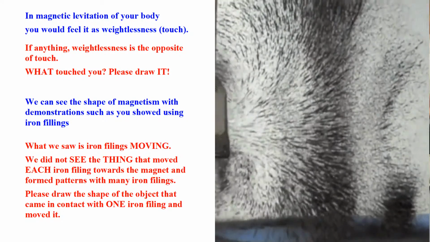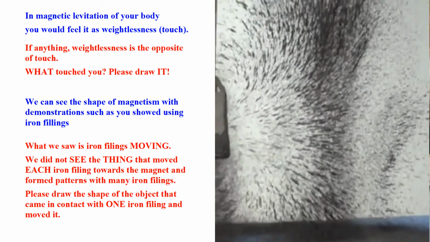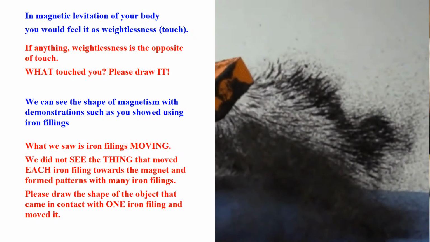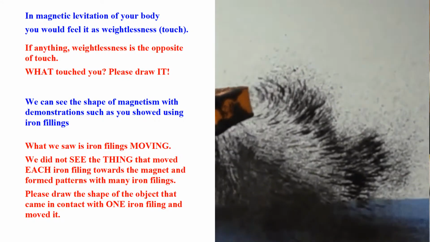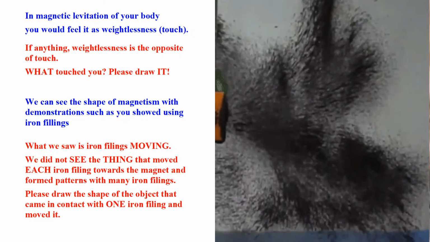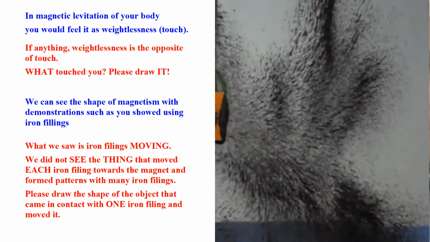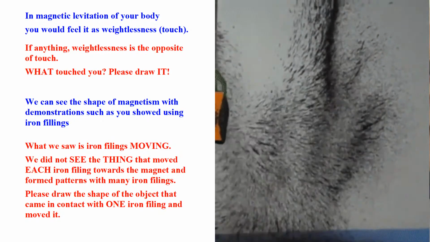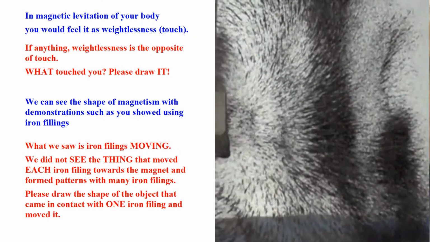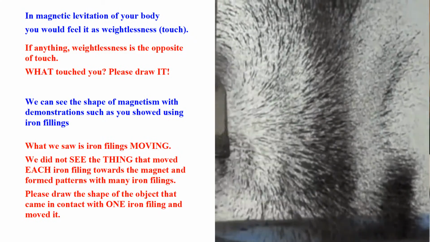Tell me what's pulling on, the shape of the thing that's pulling or pushing on one iron filing. That's the issue. That's what you've got to draw. And again, what we saw is iron filings moving. We did not see the thing that moved each iron filing towards the magnet and formed patterns with many iron filings. Please draw the shape of the object that came in contact with one iron filing and moved it.